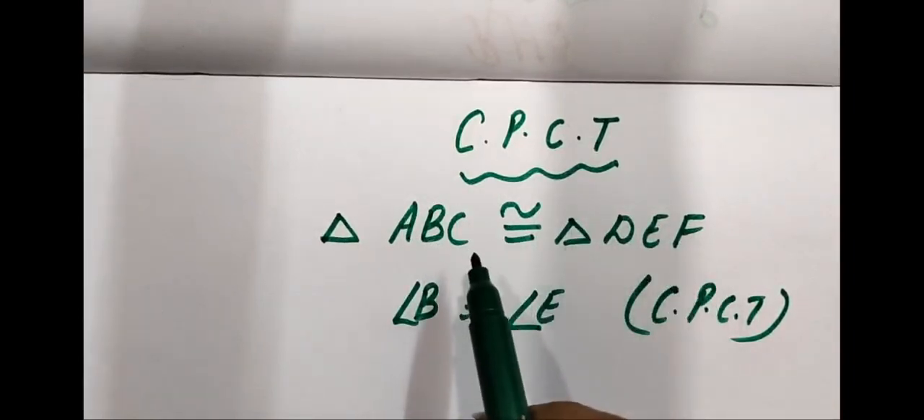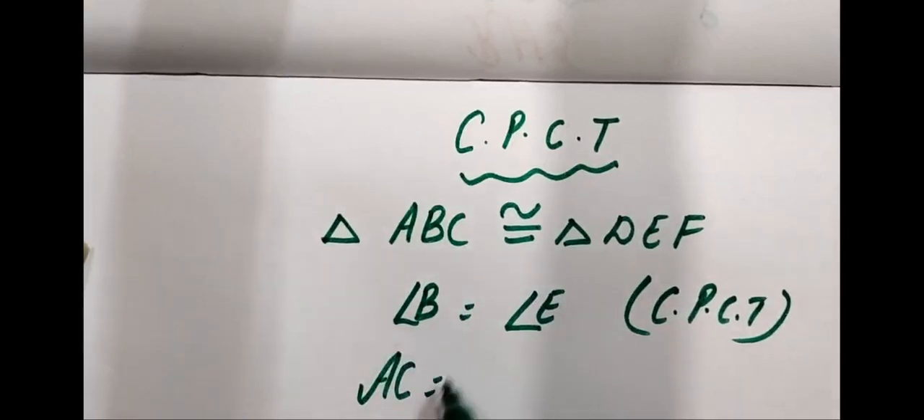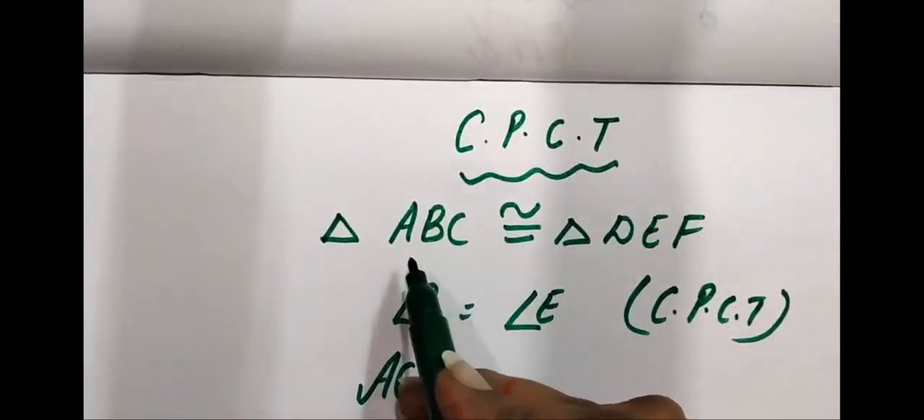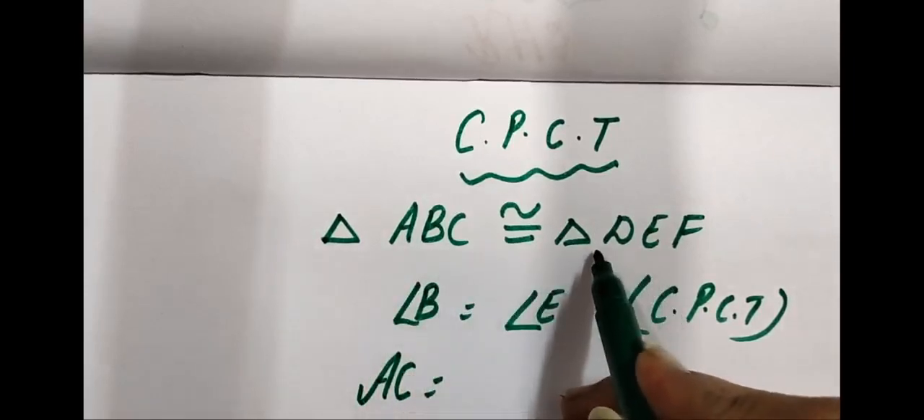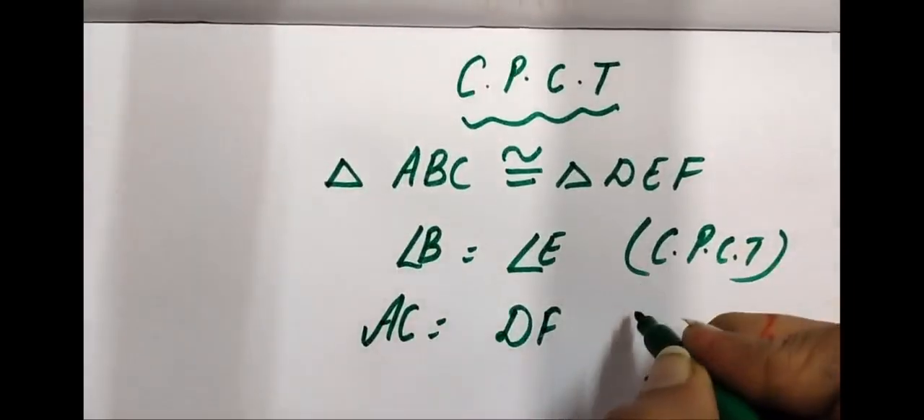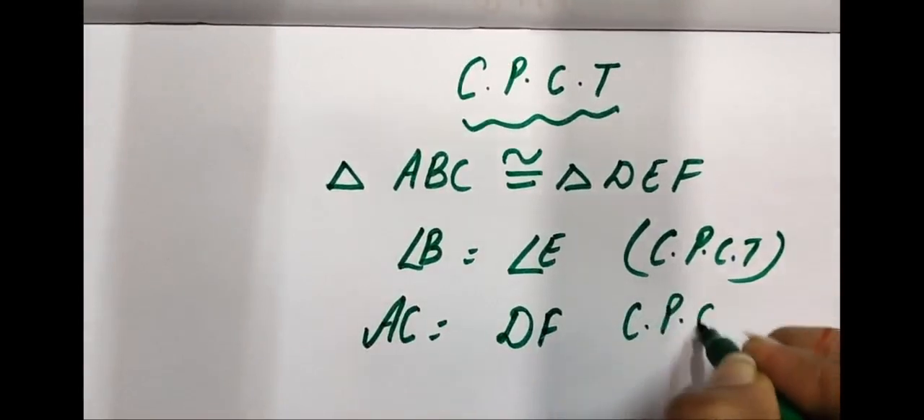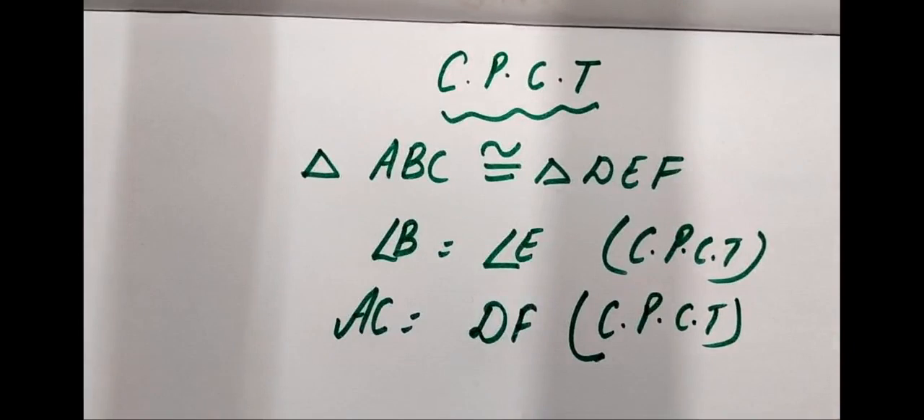So in this way, if we take AC, then A is at the first place and C is at the last place. So here we take D and F. So AC is equal to DF. How? The same way, by CPCT. But you have to use this rule after proving the triangles congruent, not before that.